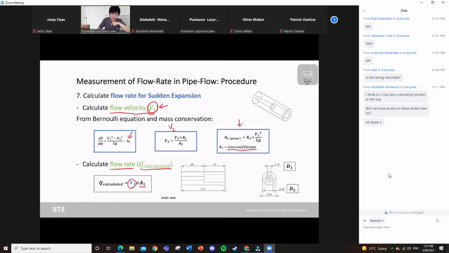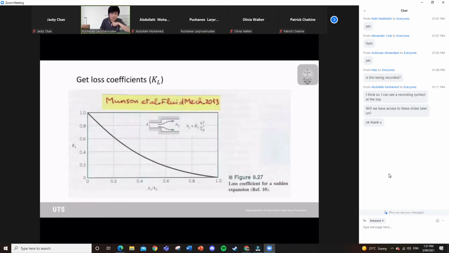So here is D1, here is D2. D1 is the small area, small diameter, sorry, and D2 is the large diameter, is around here. And in order to get KL, the loss coefficient, we need to find A1 divided by A2. A1 is here, small diameter, and A2 is the large diameter.